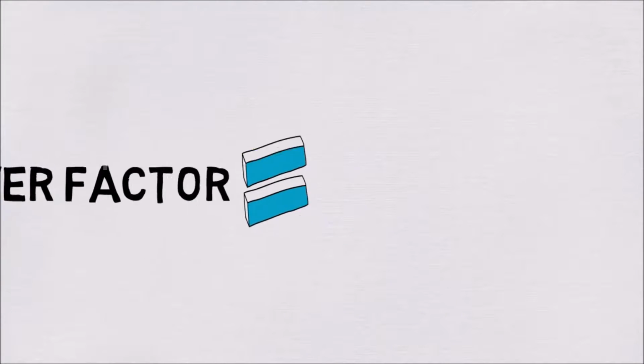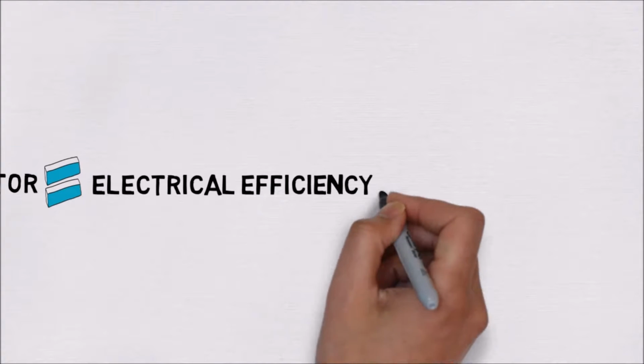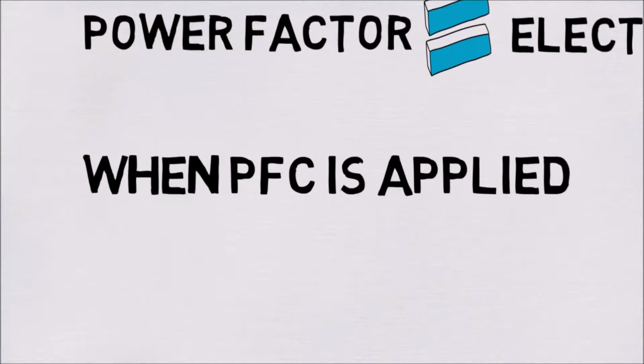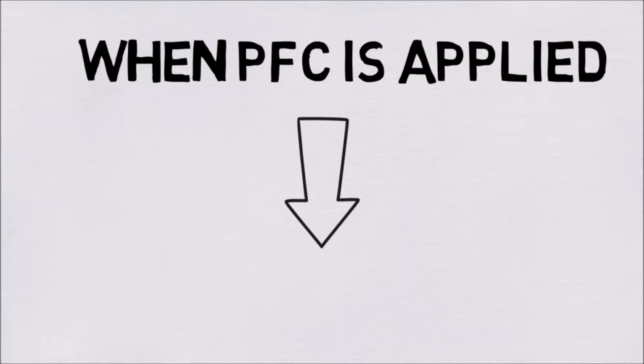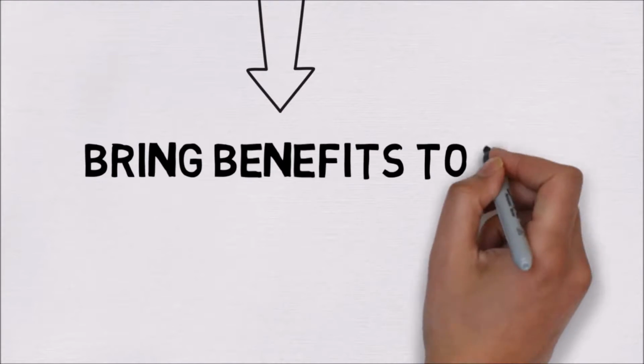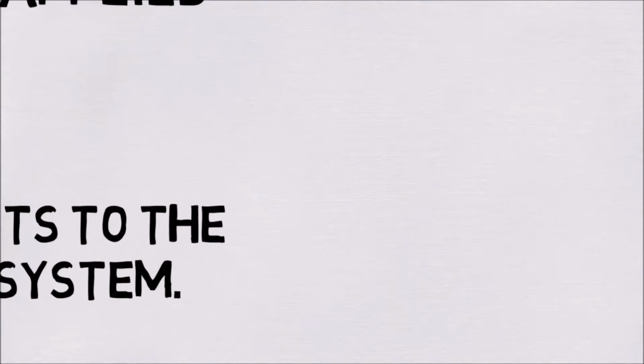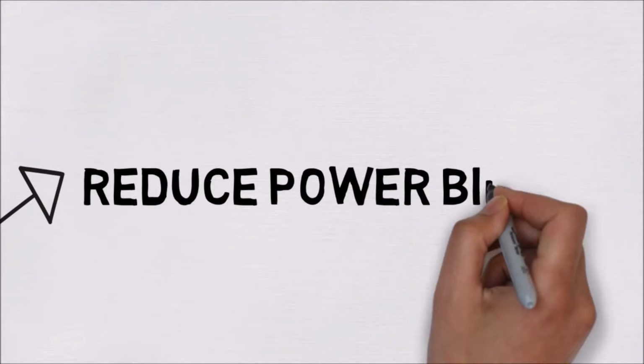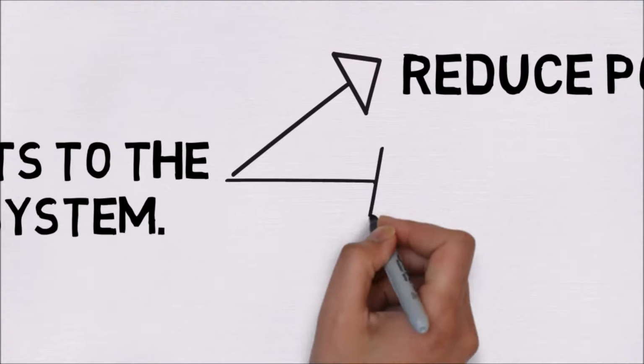The measure of electrical efficiency is known as power factor. When shunt capacitors are applied in industrial power system, it is therefore power factor correction. Benefit 1 is reduced power bill. Capacitors reduce power bills by reducing the kVA or kVAR demands.